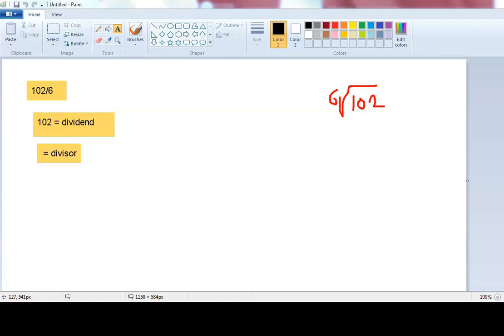We begin with 1. 6 into 1. 1 cannot divide 6. 1 is smaller than 6. That means 6 cannot go into 1. So we move one step ahead. There's a 0 in front of 1. Putting them together, we have a 10. So 6 goes into 10 how many times? This is where we use our multiplication. 6 multiplied by what equals 10?